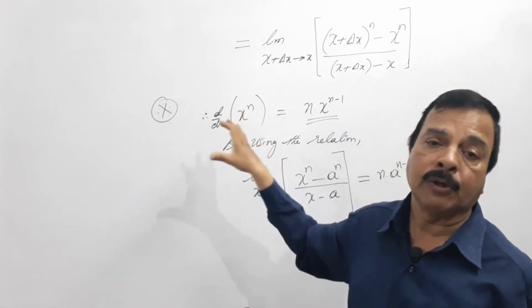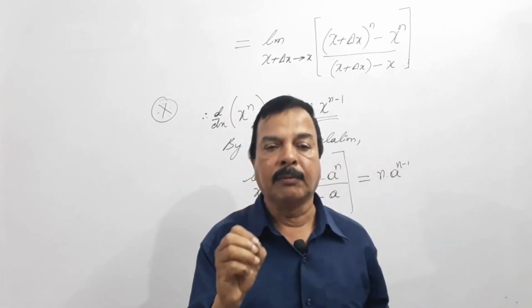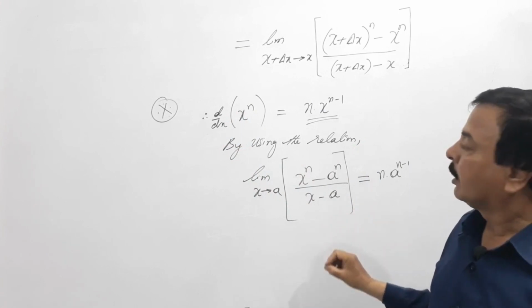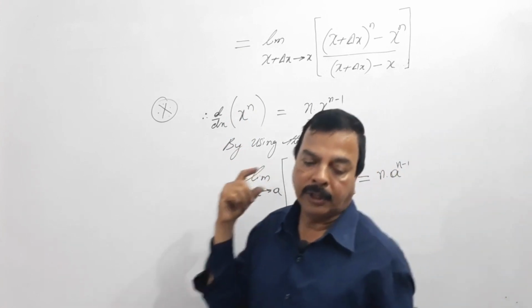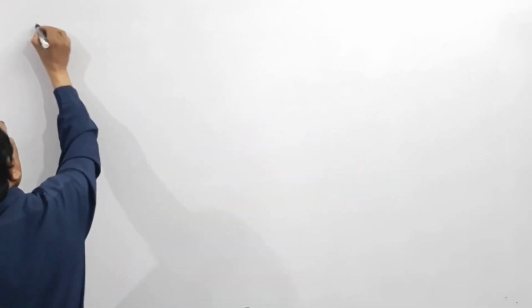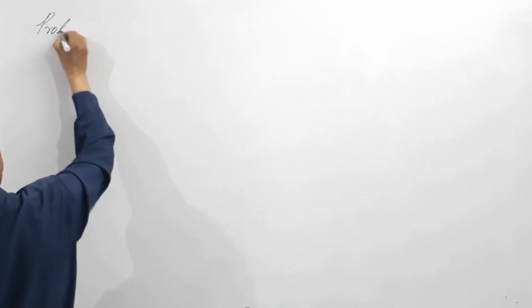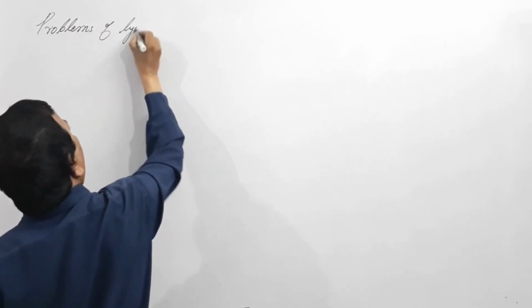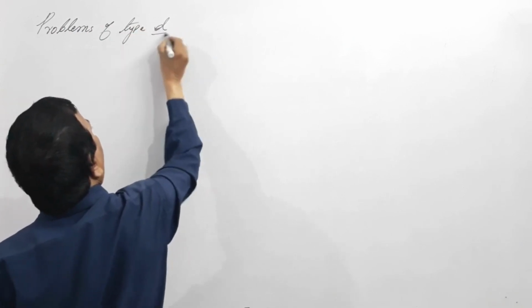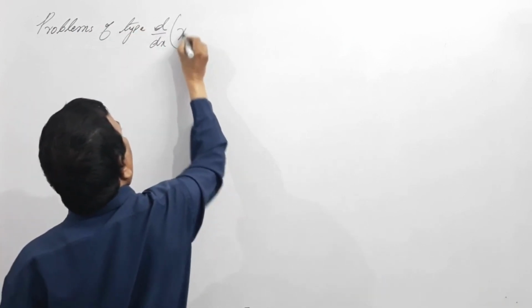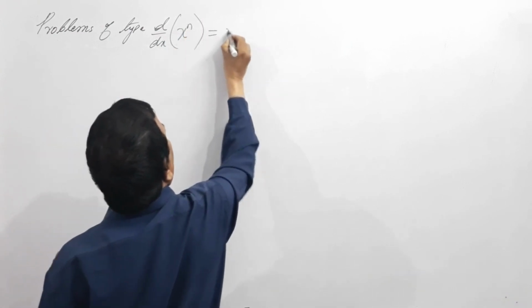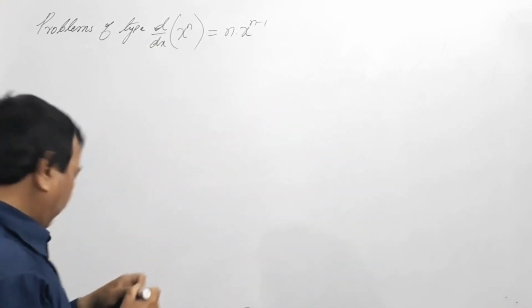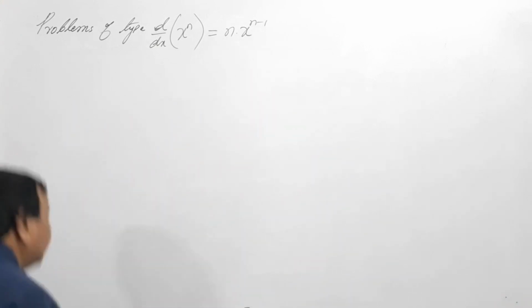Let's work out some problems on this so that you feel very comfortable with this sort of problems. So, this is important. Please make a note of this, and let's start some problems on d by dx of x to the power of n. Problems of type d by dx of x to the power of n, which is equals to n into x to the power of n minus 1. So, we are going to work some problems based on this.